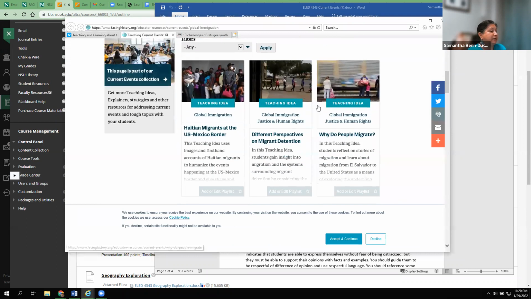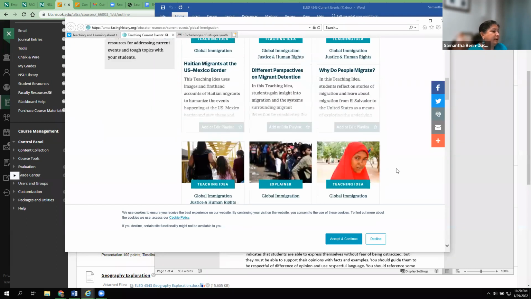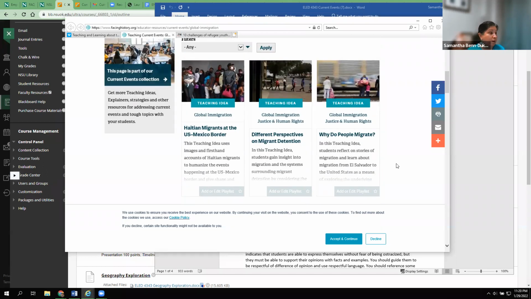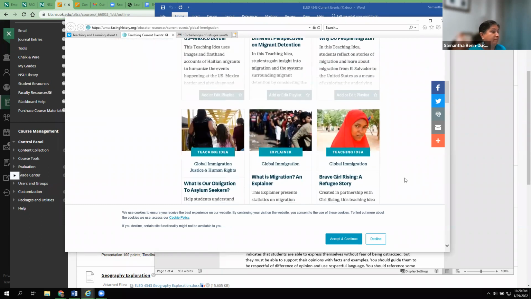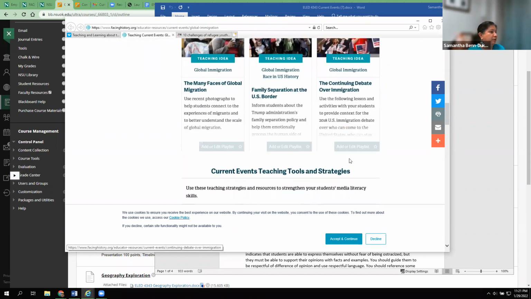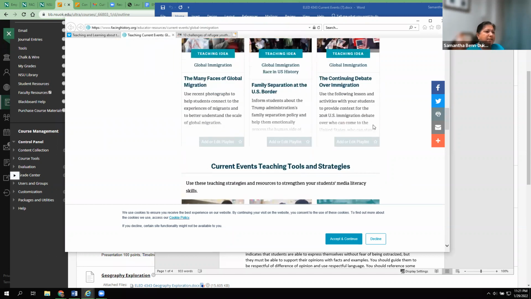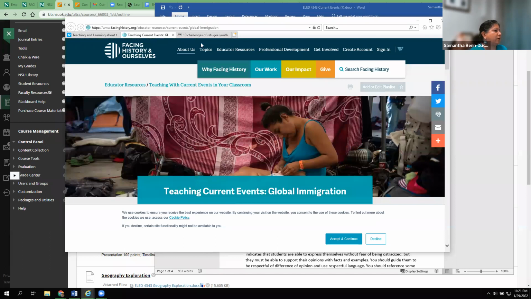There are some different articles down here that you can explore, which I would really encourage you to do, such as different perspectives on migrant detention. That's a sad situation. Why do people migrate? Which is very relevant to refugees, some particular stories down here. So I suggest you read through at least a few of those articles.